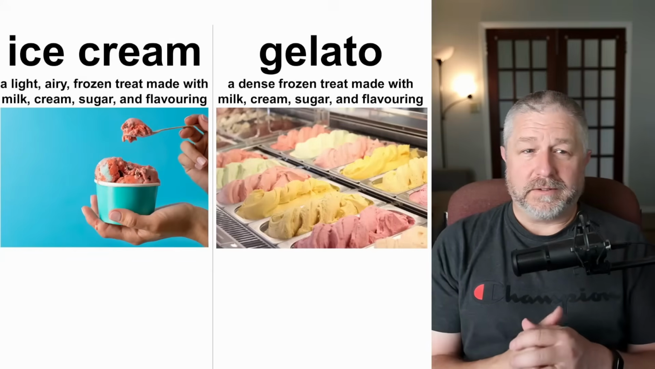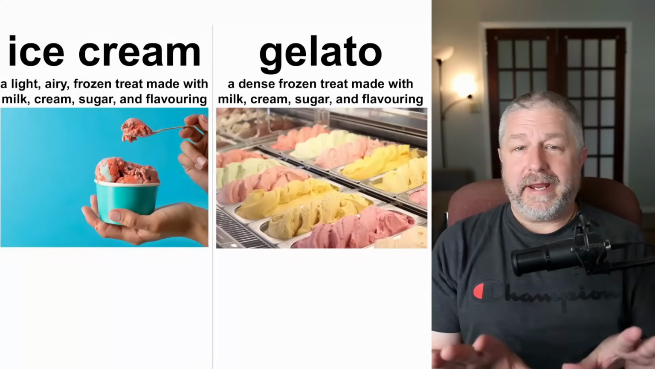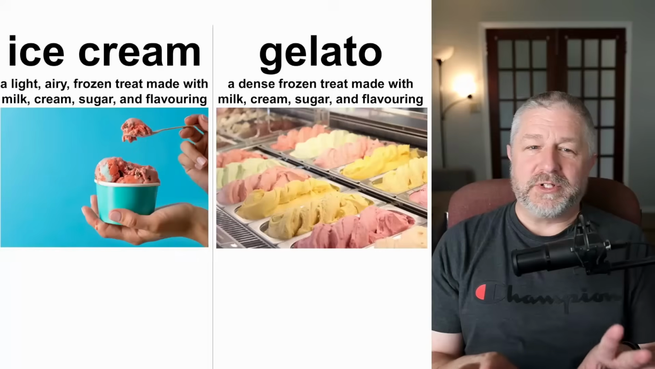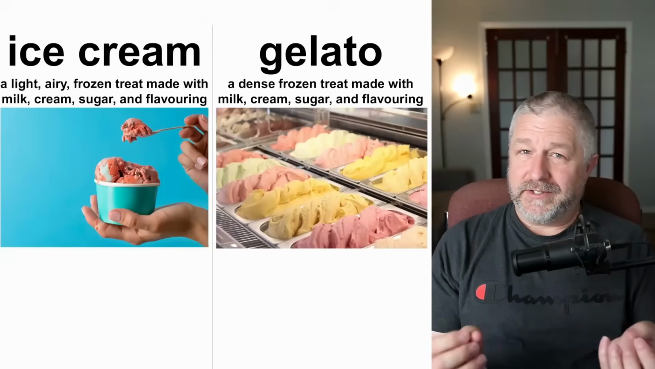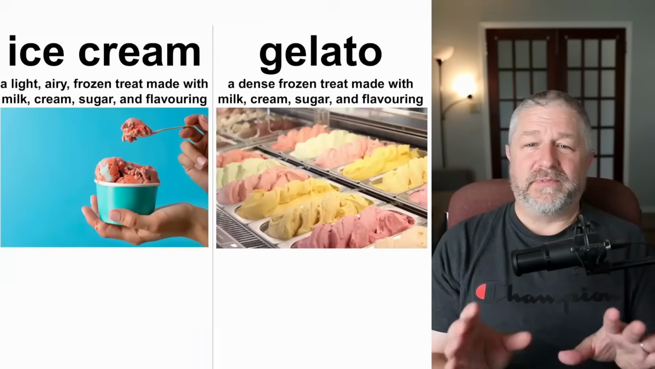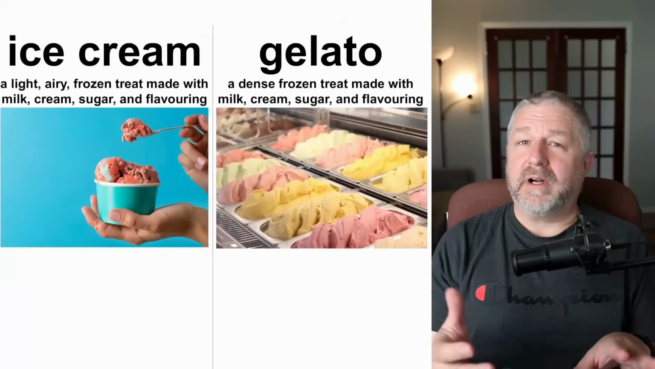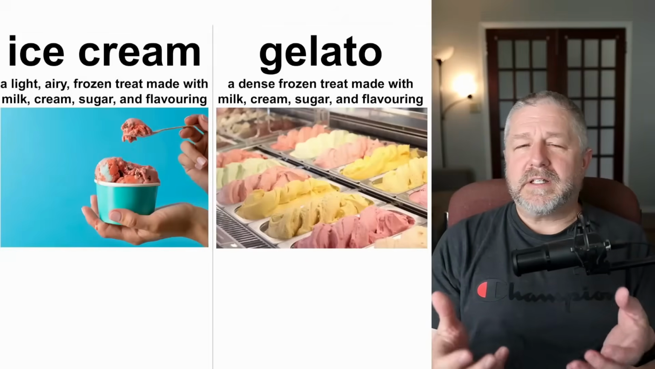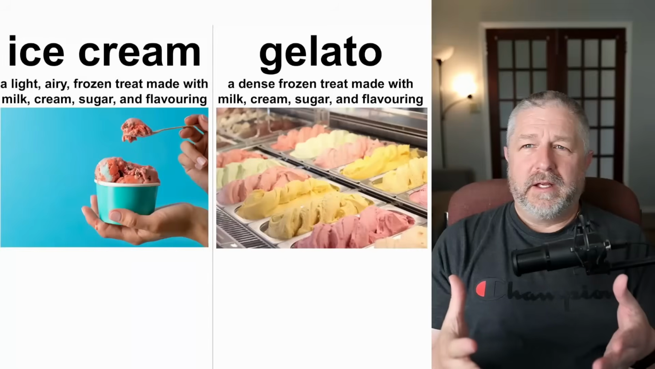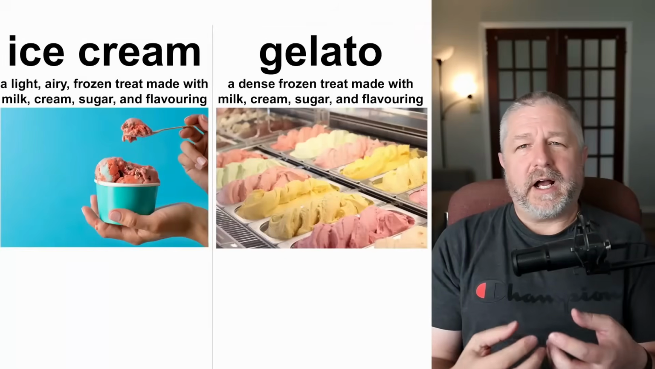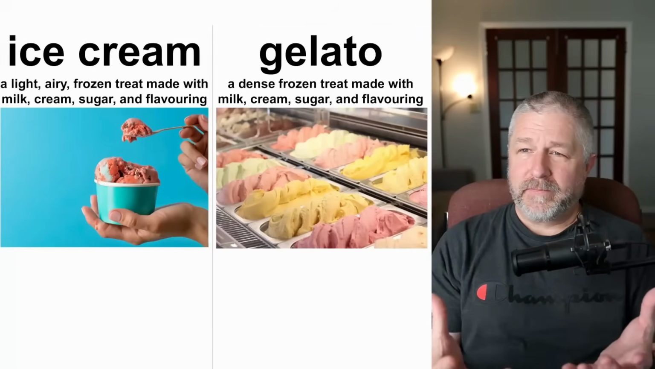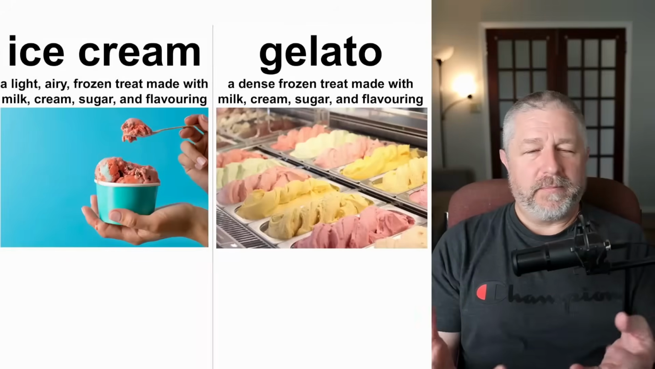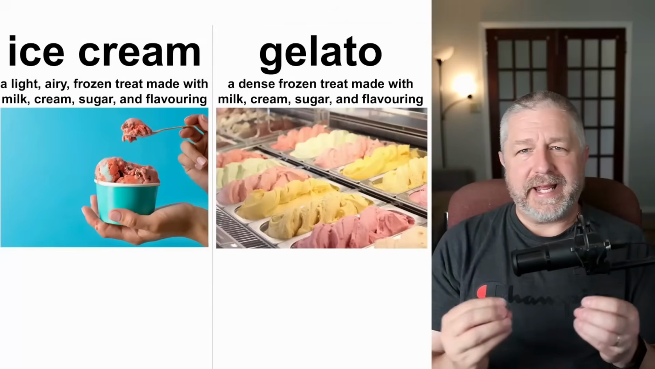Ice cream and gelato. So ice cream is a light, airy, frozen treat made with milk, cream, sugar, and flavoring. And gelato is Italian, by the way. It's a dense frozen treat made with milk, cream, sugar, and flavoring. So the biggest difference, I would say, is if you read up on it, ice cream has more air in it and is light and creamy, whereas gelato is a little more dense.